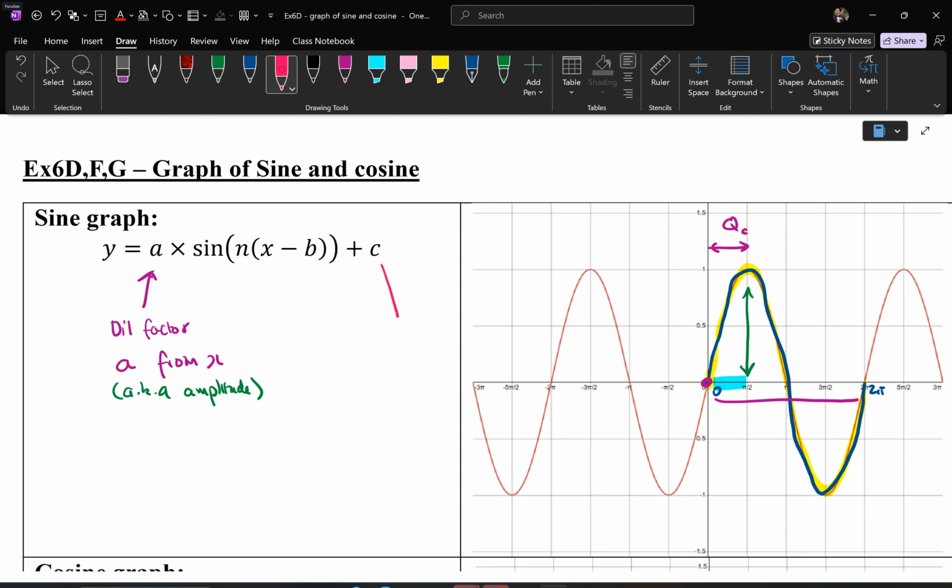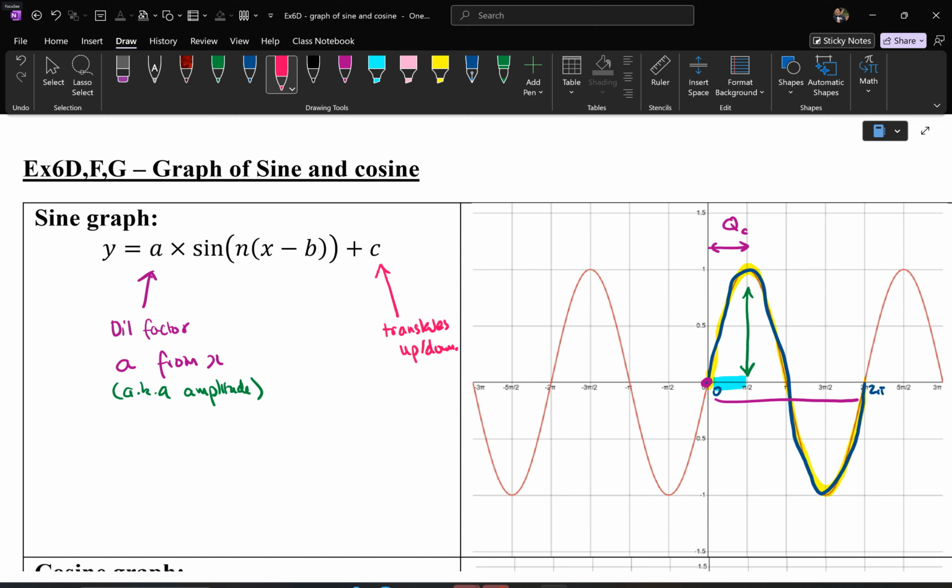Then we have C, which is the easiest one. What does C represent? Can I please have Xavier? What's C? Well, depending on which graph it is, usually for polynomials it is, but in this case, just in terms of transformations. I don't want to know the intercept, I just want to know transformations. Very good. So this translates up or down.